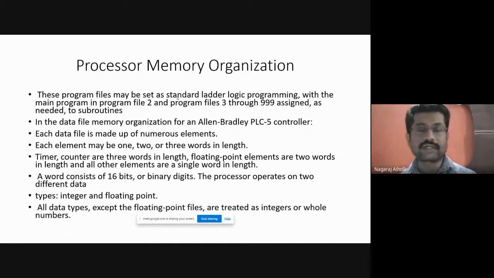The processor operates on two types of numbers. That's what I told. One type of number is the whole number or the integer, and the second type of number on which the processor or the controller operates is the real numbers or the floating point values. Clear here? That is, the processor operates on two different types of data. One is integer values, and they also operate on floating point or real or decimal values. Clear here?